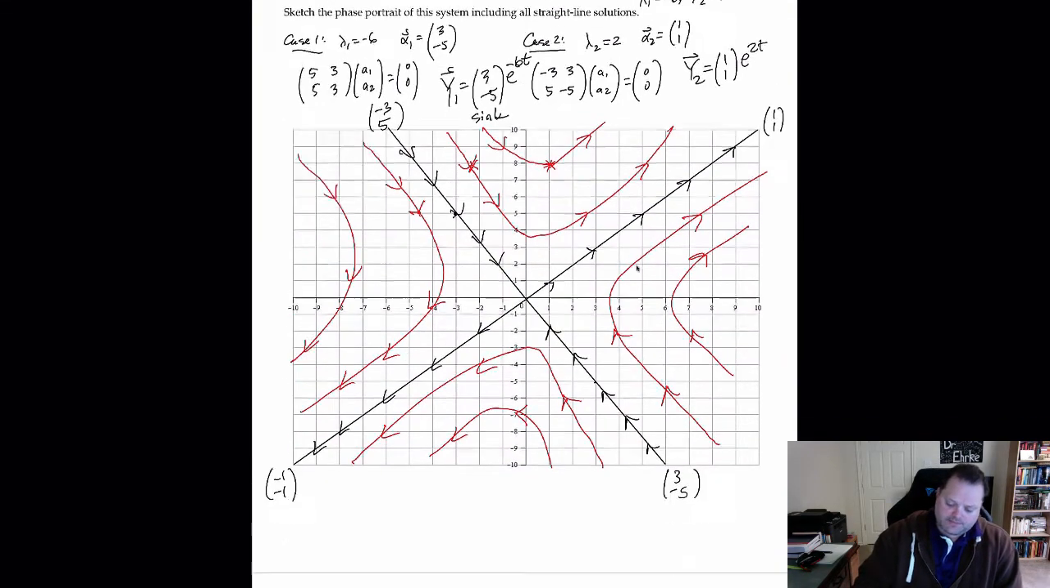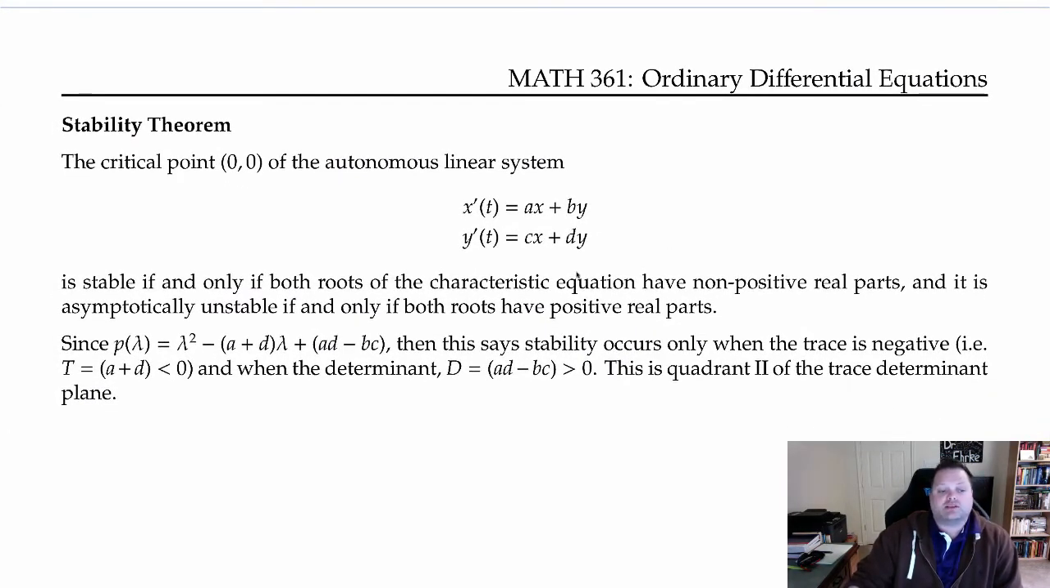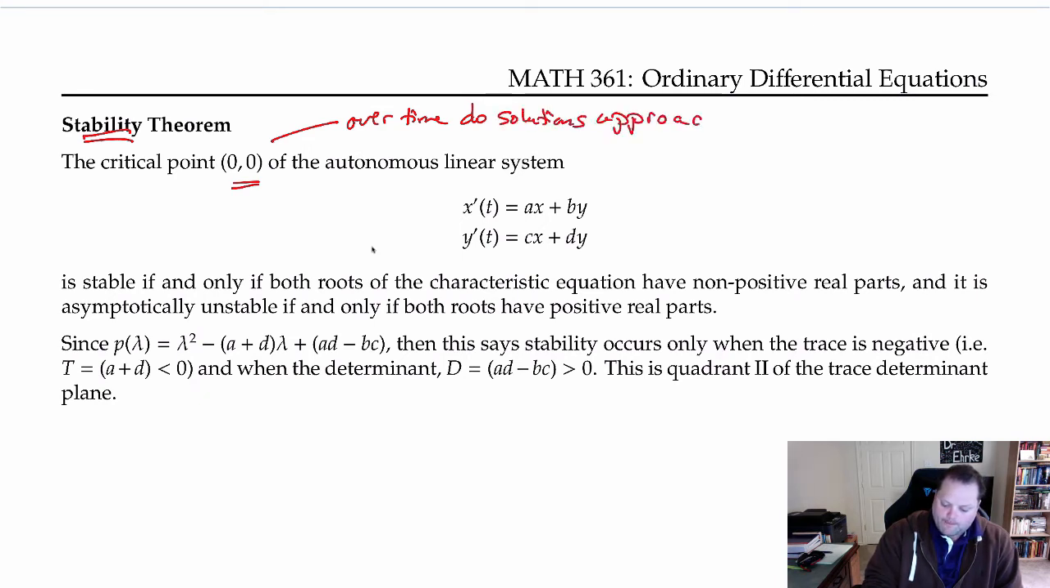All right. So what we end up caring about the most in these examples is the concept of stability. The idea of when is a system stable, meaning over time it heads toward an equilibrium. So when we talk about the stability theorem, what we're talking about is the critical point 0, 0, and whether or not over time solutions approach the point 0, 0.